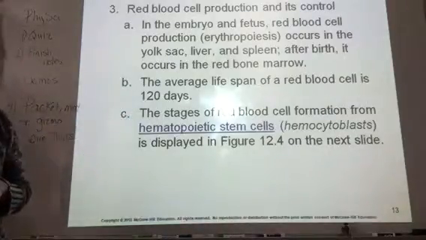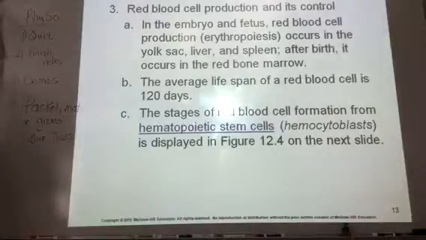Average lifespan of a red blood cell is 120 days, so about 3 to 4 months is kind of the average that they say.